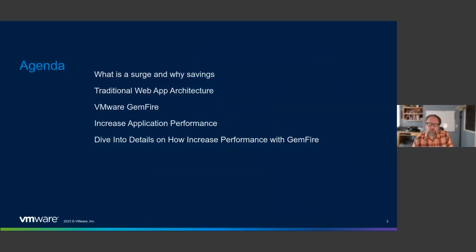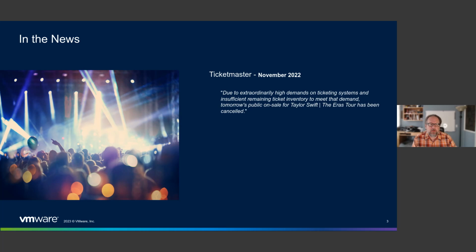All right, so what are we going to talk about? First, what is it, and why do I even say the savings part? We're going to hit on that in the beginning. Then touch on a little bit of traditional web application architectures, because that's normally what gets us into these issues. And then a little bit about what VMware GemFire is and how to dive into the details. Hopefully everything will be right on target for helping you out with whatever is going on.